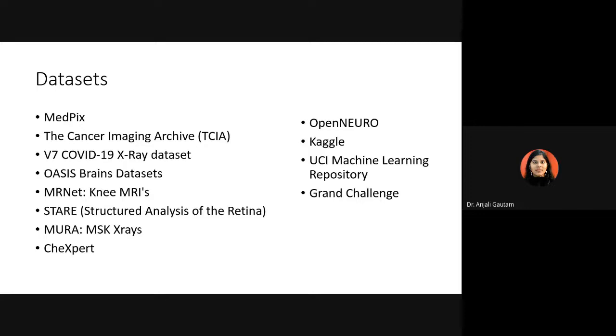MRNet, that is knee MRI data. For structured analysis of the retina, the STARE database is there if you want to work on the retina. Then MURA, that is musculoskeletal X-ray images, which is related to your knees. And then there is CheXpert. It is also related to chest X-ray images. Okay, so there are various ones like Kaggle, the UCI Machine Learning Repository, and Grand Challenge. These are various datasets and repositories from where you can download your data.